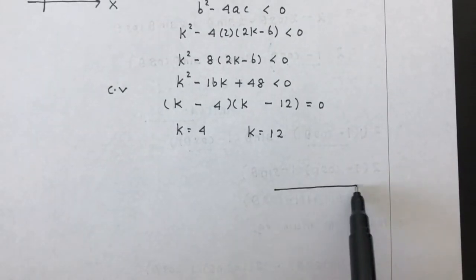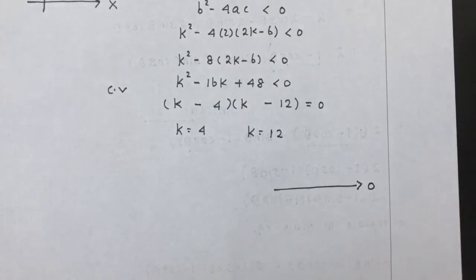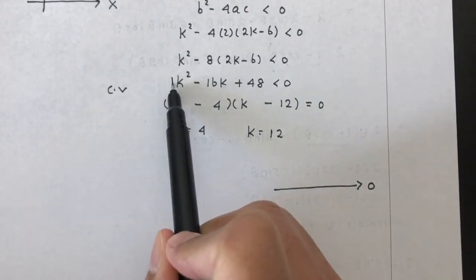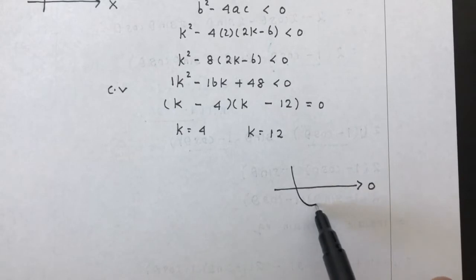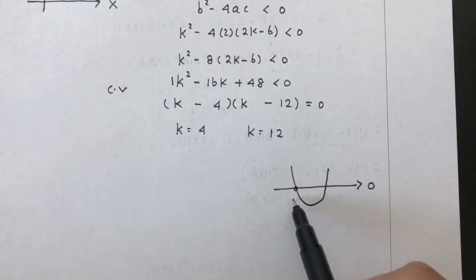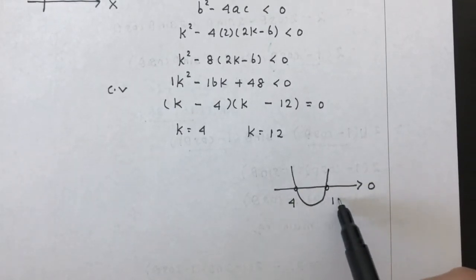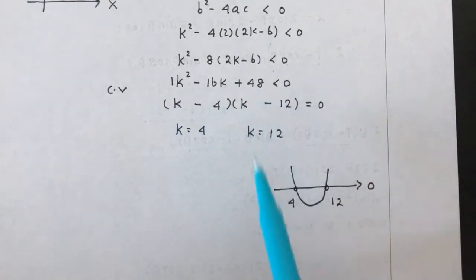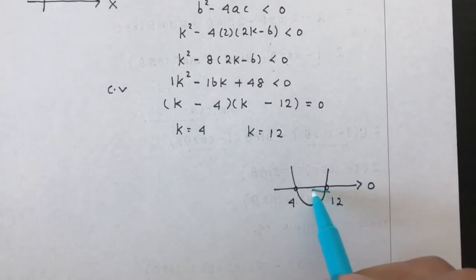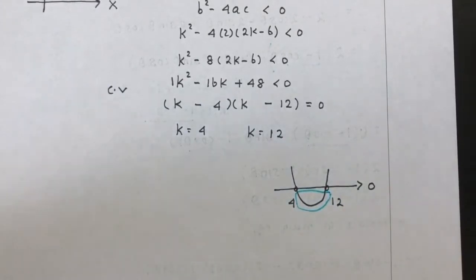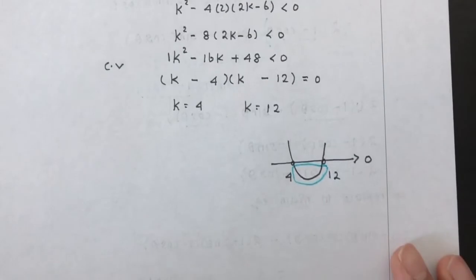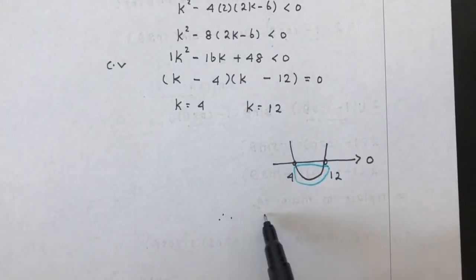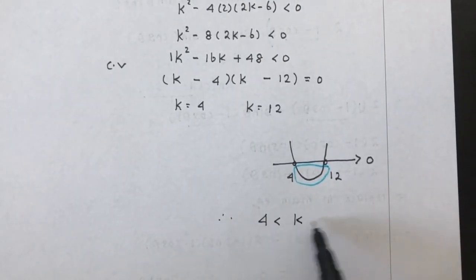The graph is, this is your line, 0. And since this is a positive value of 1, your graph will have a shape like this. Now this is 4 and this is 12. And from what we can see here, we need the values to be less than 0, below the 0 line. So from this you conclude the values of k has to be between 4 and 12. And this is your answer for question number 4.